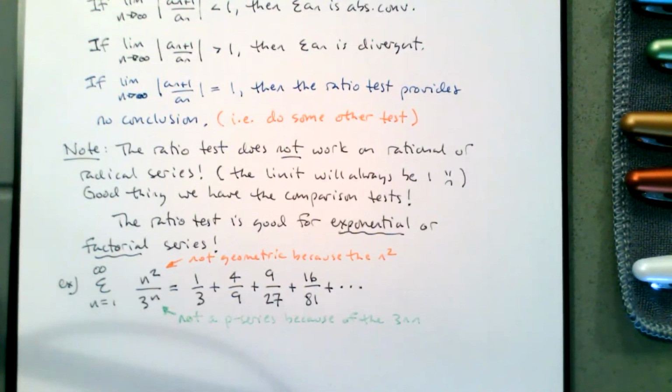Oh well. We can also look at the common ratio. 4/9 divided by 1/3 is not the same as 9/27 divided by 4/9, so we don't have a common ratio. So it's also not geometric because there's no common ratio. And there's no common ratio because of the n squared.